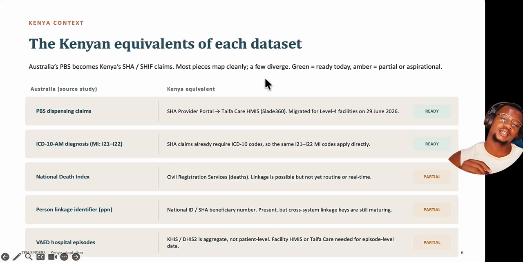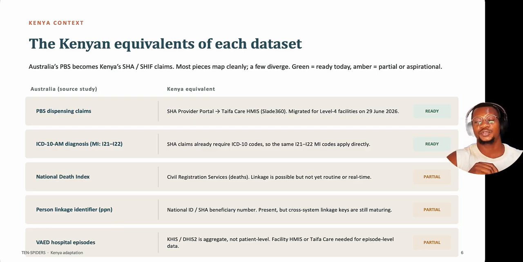Okay, so we are looking at the Kenyan equivalence of each data set. If you were a Kenyan watching this video and you wanted to implement it, how would you go about it? So let's compare the Australian and the Kenyan equivalent. We have the Pharmaceutical Benefits Scheme dispensing claims, which is the SHA for us. We have Taifa Care. I don't know how many hospitals have really rolled it out, but the last time I checked, it's still being rolled out.